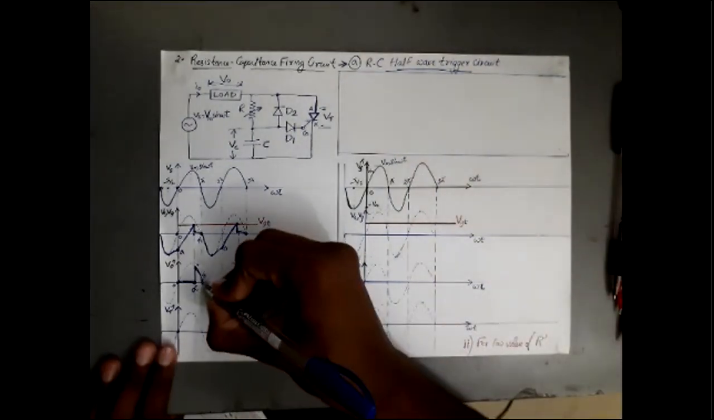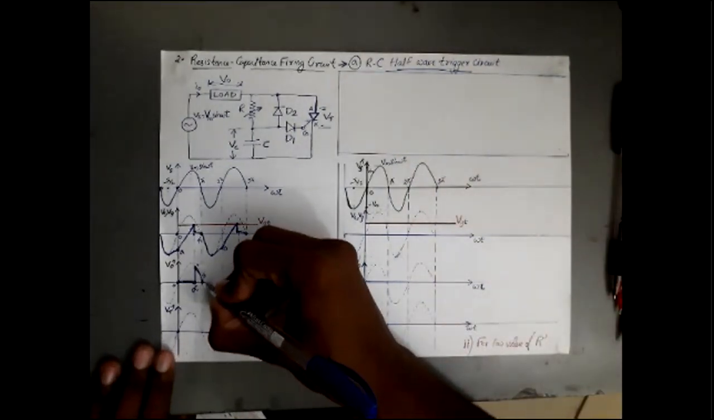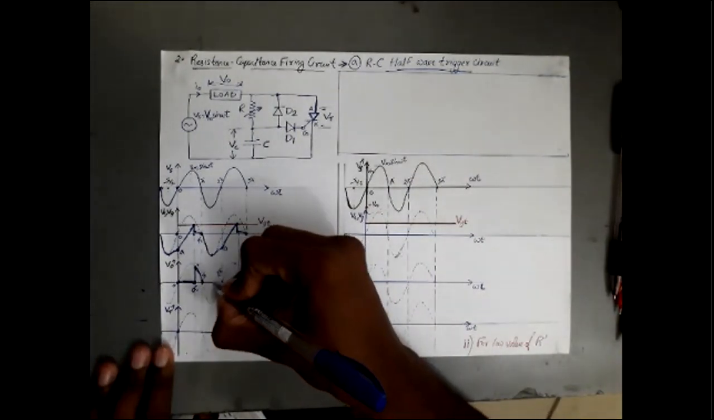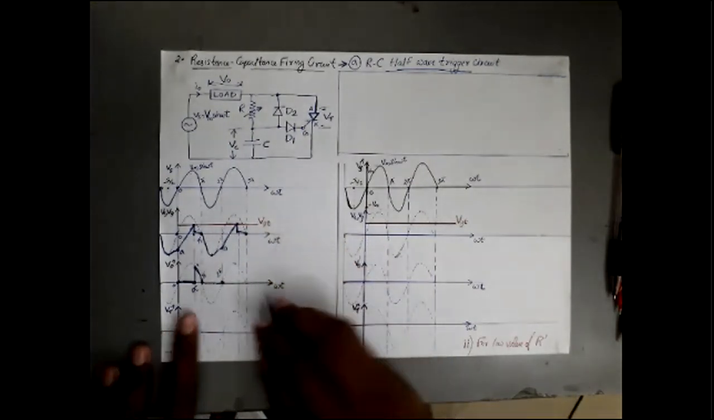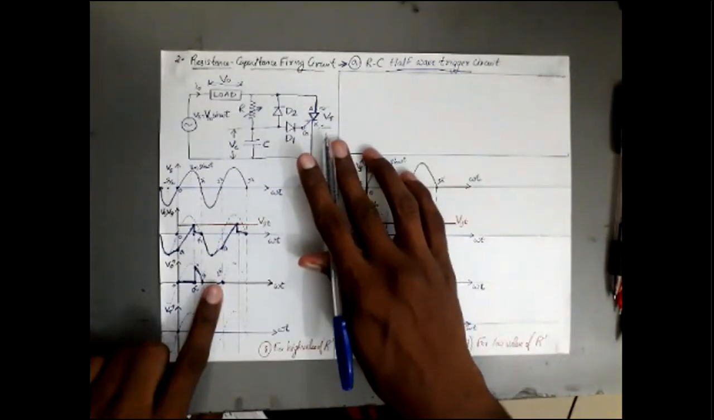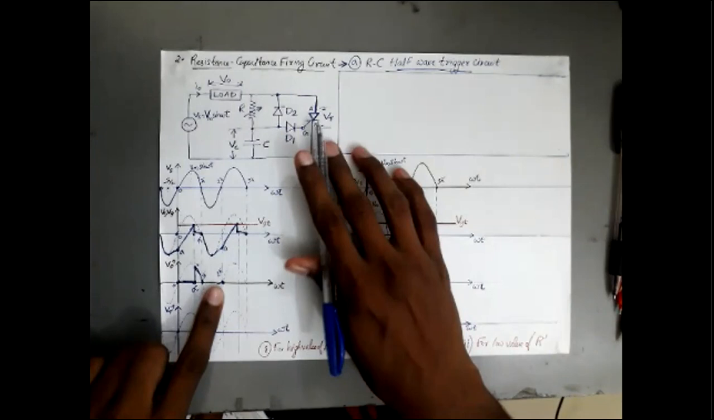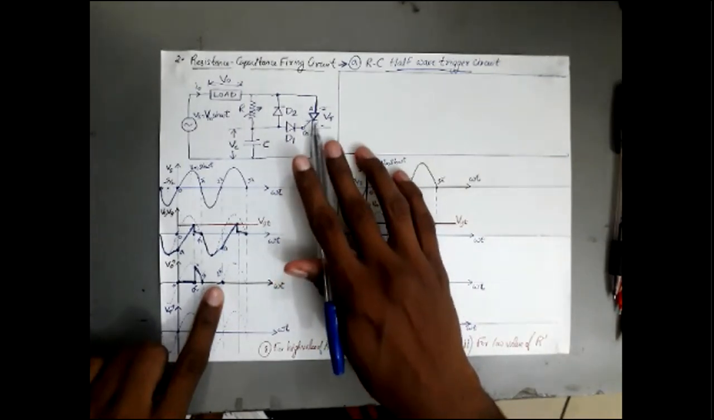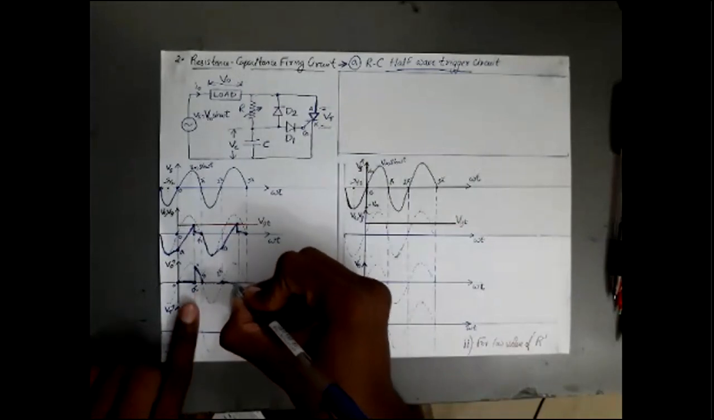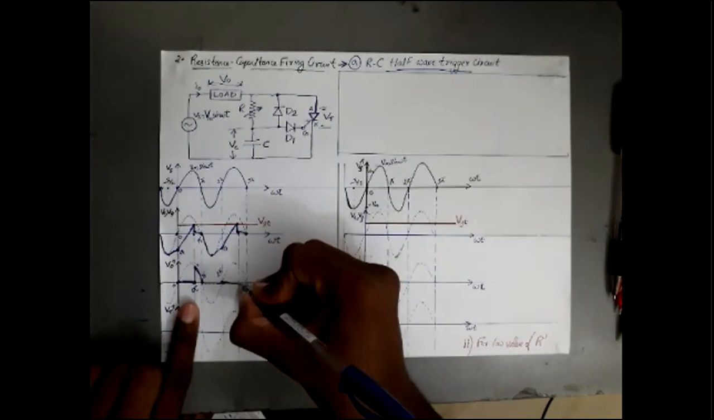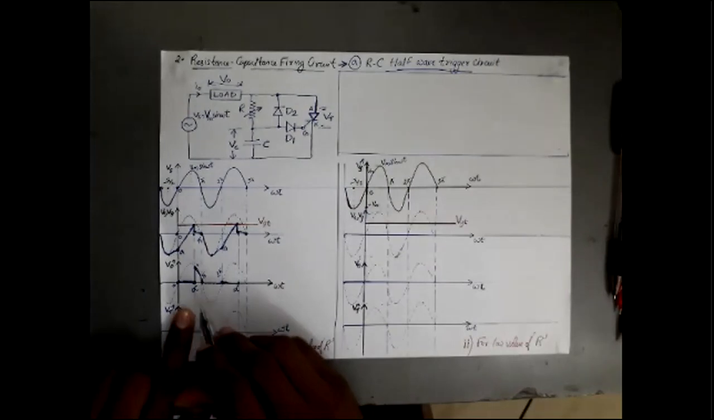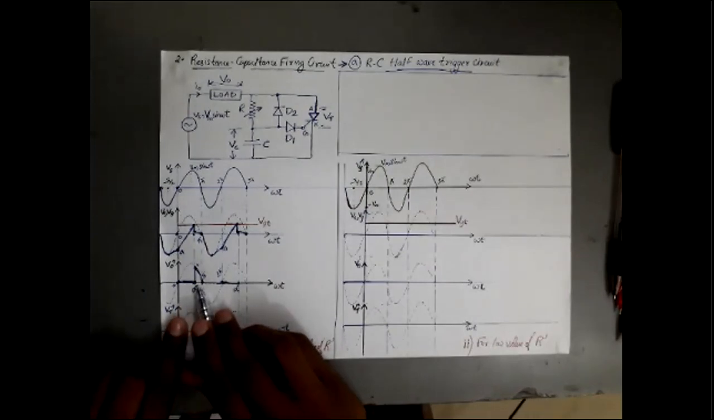So V naught will be zero up to which point? Up to 2 pi, V naught will be zero. Again from 2 pi, what is the condition? My thyristor is still in the off state, so no current will be flowing through the circuit, that is I naught will be zero, so V naught will be zero until my SCR is triggered, that is at point 2 pi plus alpha.